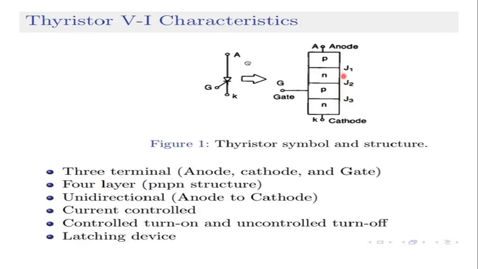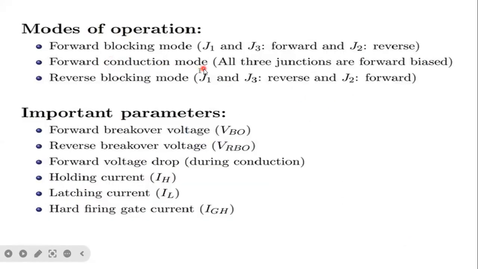Forward conduction mode: J1, J2, J3, all junctions will become forward biased. That is called forward conduction mode. Okay, these are the modes of operation of SCR.